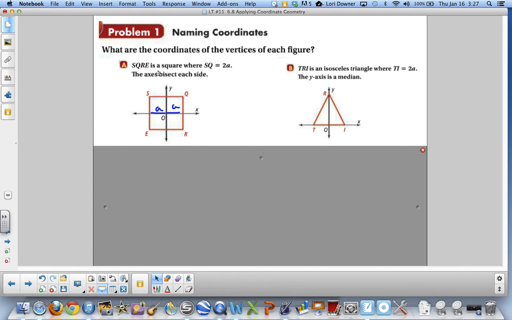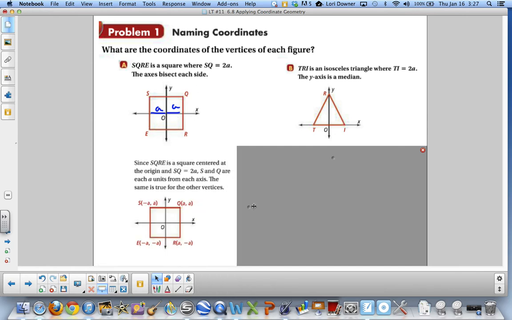So I know that for making my ordered pairs, SQRE is a square centered at the origin. If I go a to the right and up a, point Q is going to be located at (a, a). If from the origin I go a to the left, which is negative a, and then up a, S will be at (-a, a). If I go negative a, down a, E is at (-a, -a). And if I go a, down a, I get (a, -a).